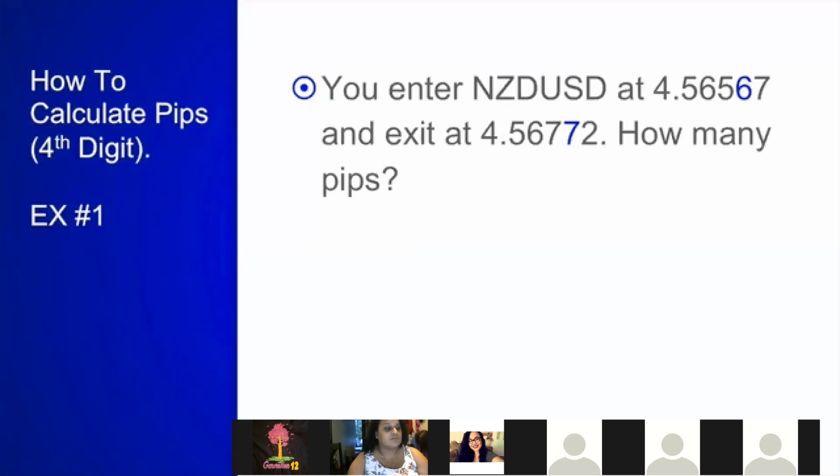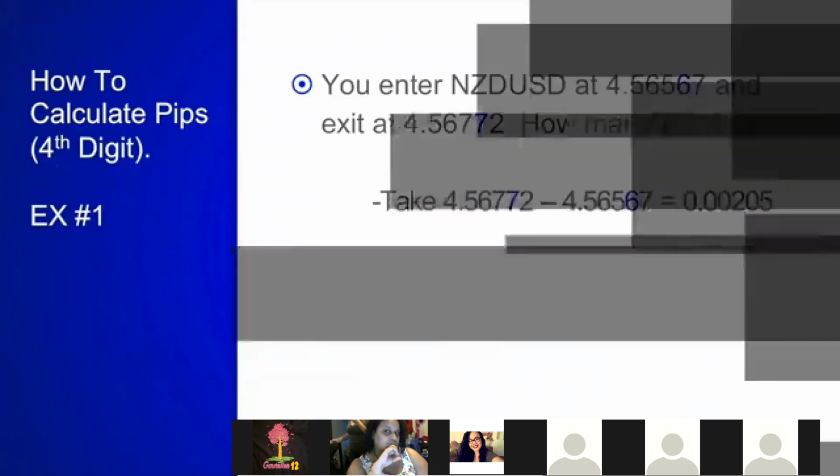NZD/USD at 4.56567 and exit at 4.56772. How many pips did you gain or lose? And first of all, pay attention. Notice which numbers are the pips position. Make sure you pay attention to that, because you're going to want to subtract these numbers, but you have to know which one is the pip, which one is the one that has your focus.